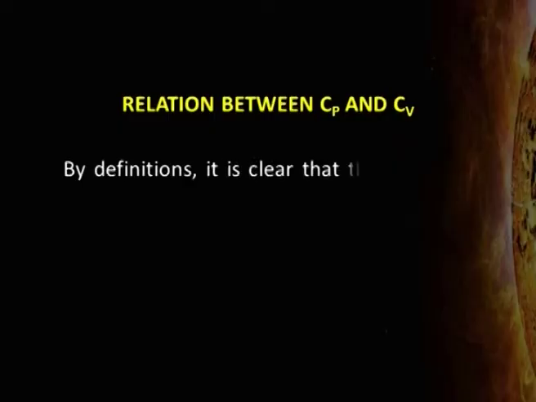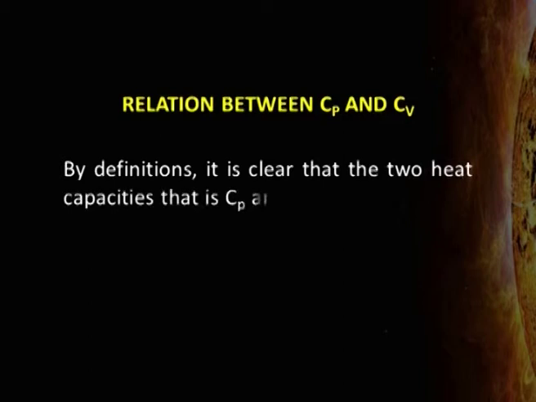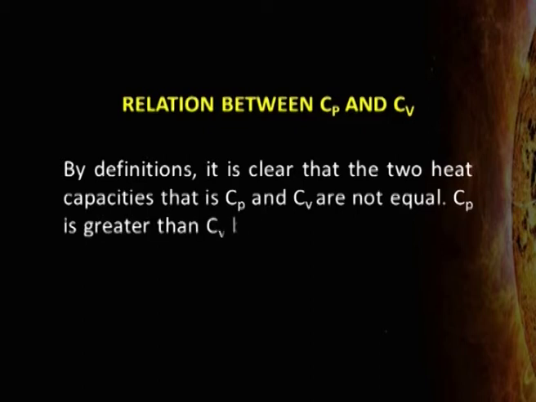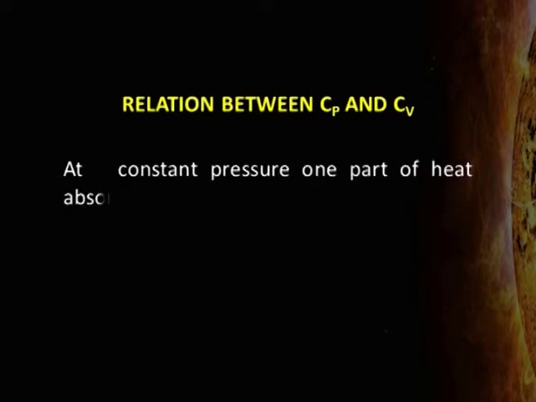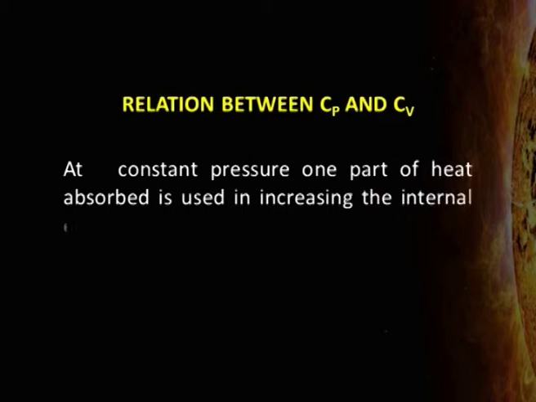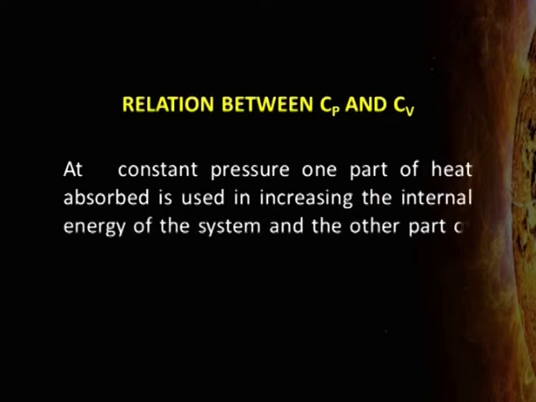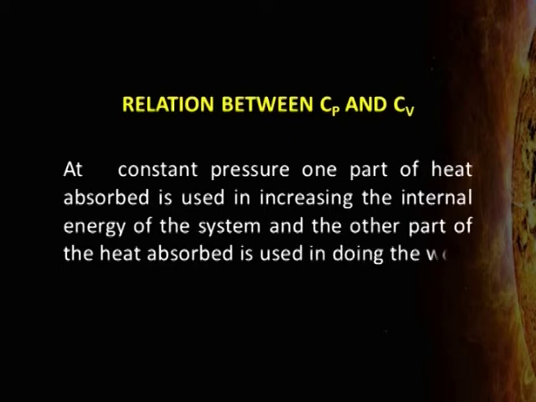Now, we will relate Cp and Cv, that is molar heat capacity at constant pressure and molar heat capacity at constant volume. By definition, it is clear that the two heat capacities, Cp and Cv, are not equal. Cp is greater than Cv by a factor which is equal to work done. At constant pressure, one part of the heat absorbed is used in increasing the internal energy of the system and the other part of the heat absorbed is used in doing the work of expansion.